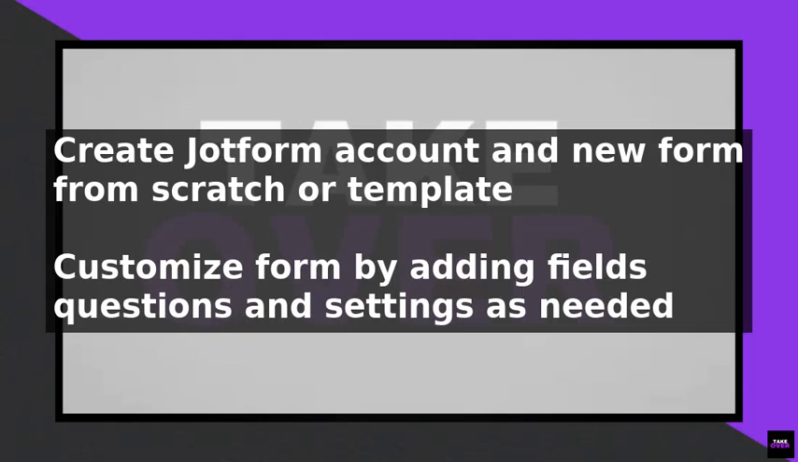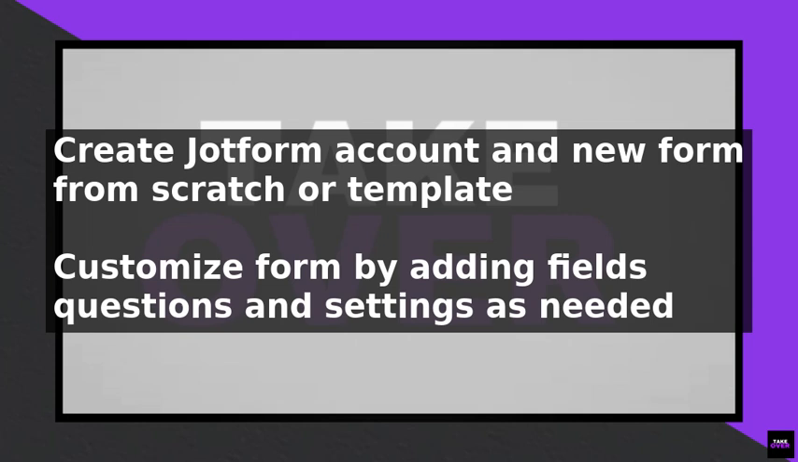To add Jotform to Wix, start by creating a Jotform account and a new form. Go to the Jotform website and sign up if you don't have an account. Then click on Create a Form and choose a template or start from scratch. Customize your form by adding fields, questions and settings as needed.